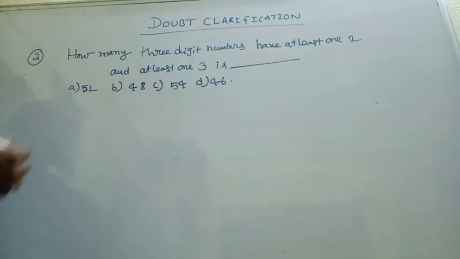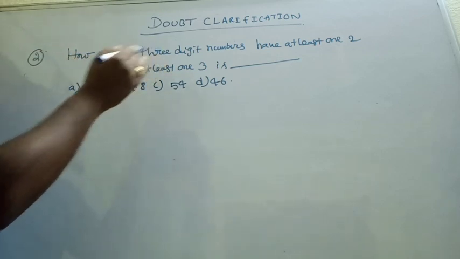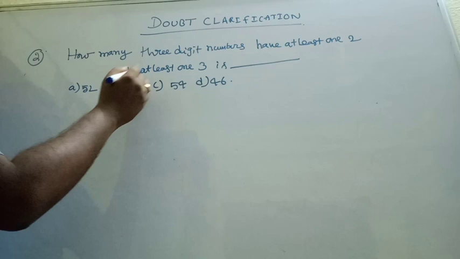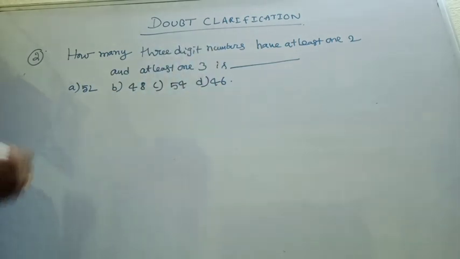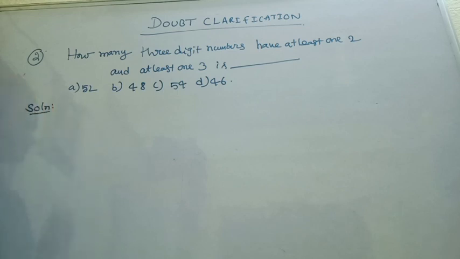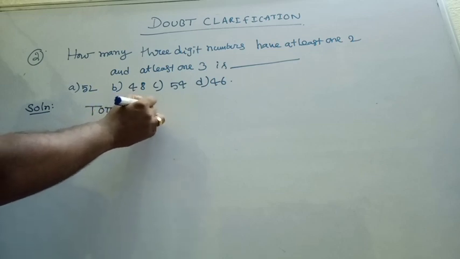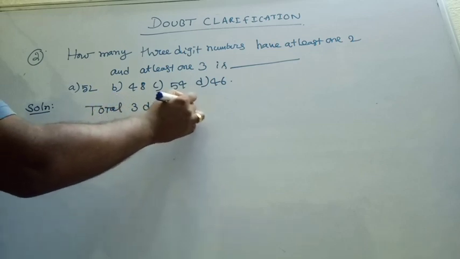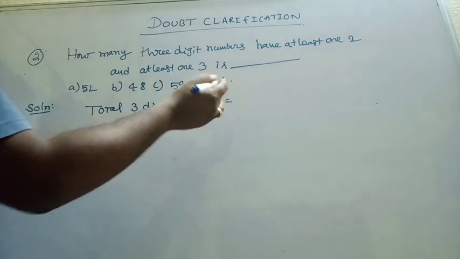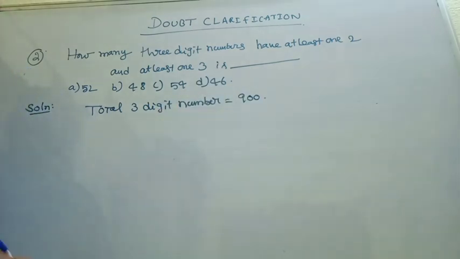Now see, my dear students, another interesting problem we have here. The students have asked: how many 3-digit numbers have at least one 2 and at least one 3? This is a very interesting problem and was asked in many competitive exams also. First, how many 3-digit numbers do we have here in total? They start from 100 to 999. That means totally we have 900 3-digit numbers.